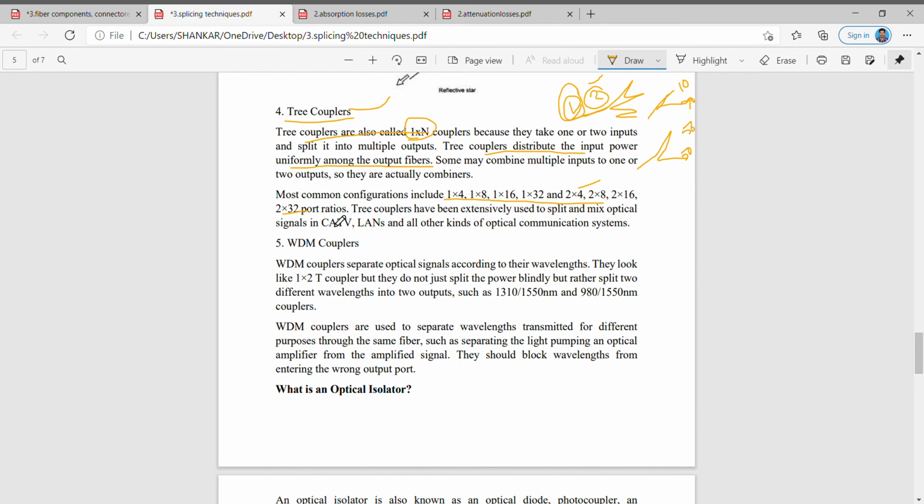Another one is the wavelength division multiplexing coupler. Wavelength division multiplexing means it can split the optical signals based upon their frequency range, or wavelength range, into the outputs. It separates optical signals according to their wavelengths. They are like a 1x2 T coupler.